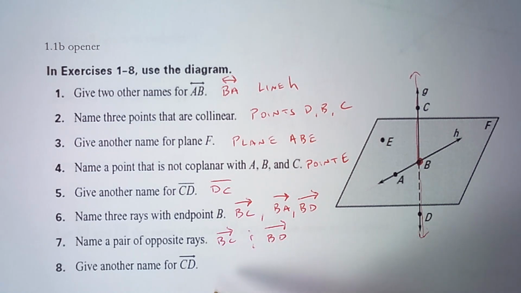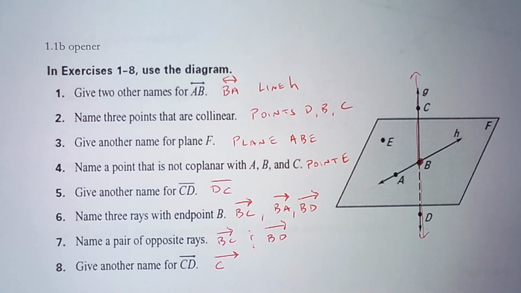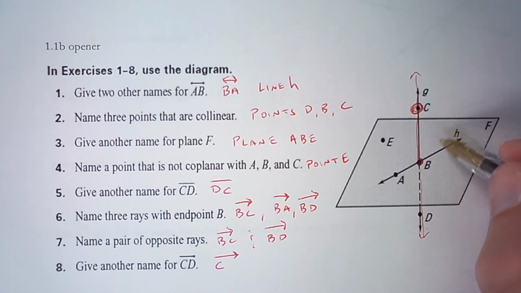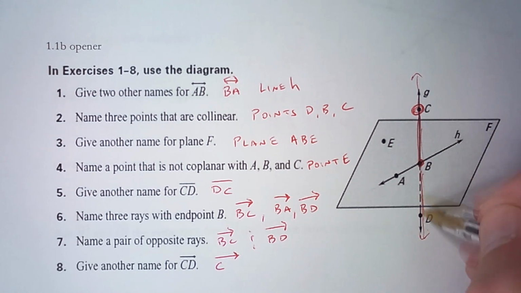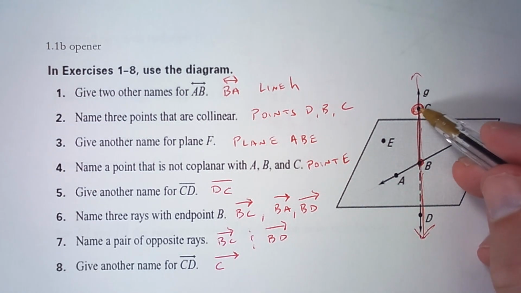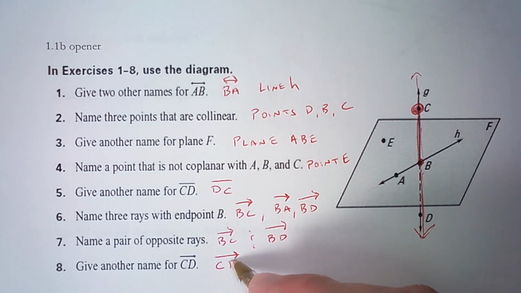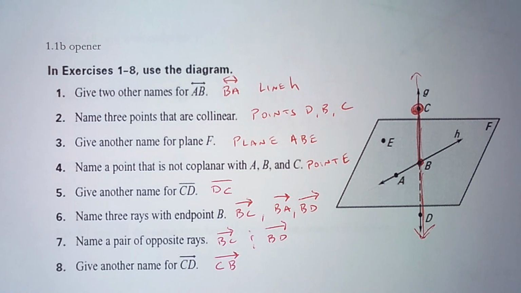And then another name for ray CD. So to name that ray again, to use the same ray, it has to have the same endpoint, and then it has to go the same direction. So ray CD starts here, and it goes this way forever. Ray CB also starts here and goes this way forever. So ray CB and ray CD are the same ray.